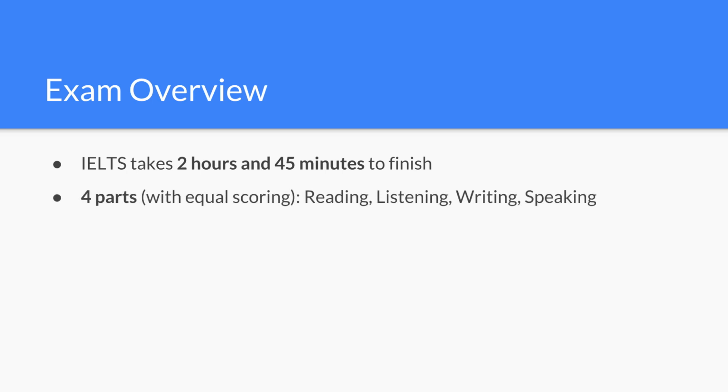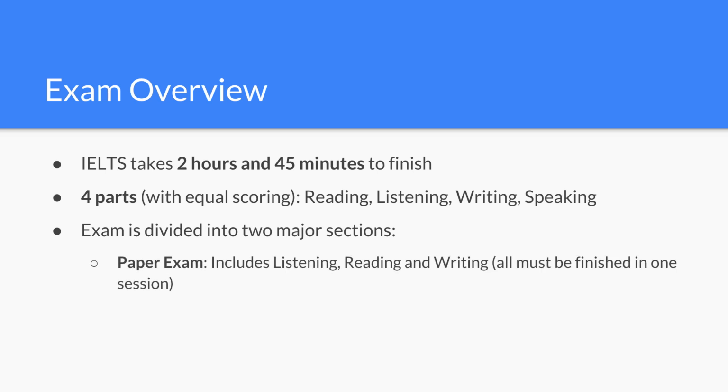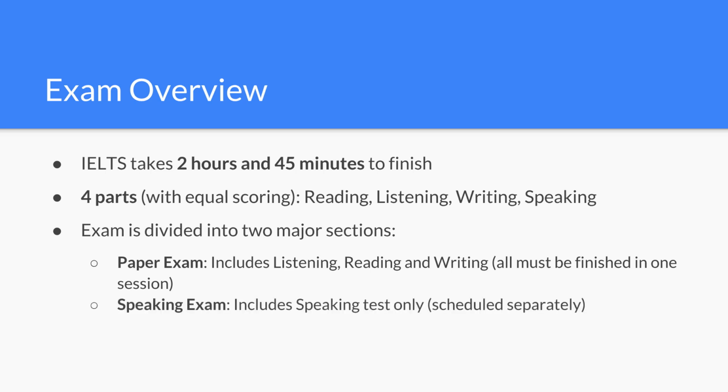Let us now go over the exam overview. Firstly, the IELTS takes about 2 hours and 45 minutes to finish, and it has 4 parts: reading, listening, writing, and speaking. Each part has equal scoring. The exam is divided into 2 major sections. The first section is the paper exam. This includes 3 sections: the listening, reading, and writing, and all 3 of these sections must be finished in one single session. The other part is the speaking exam.